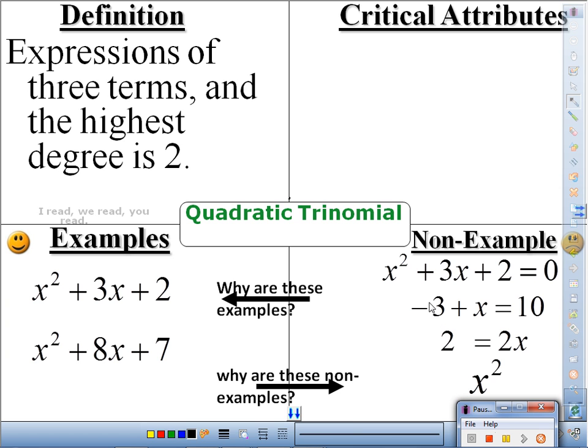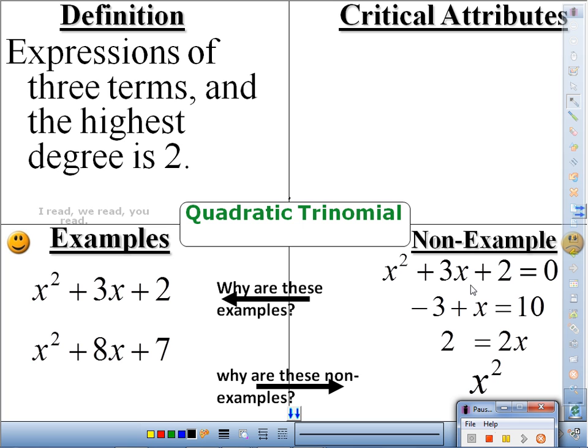All right, pens down, eyes up here. I'm going to go over the definition and the examples. It says quadratic trinomials are expressions of 3 terms, and the highest degree is 2. Let's see. This is an expression. Does it have 3 terms? 1, 2, 3. Yes. Is the highest degree 2? Yes, right here. What is the degree of this one? 1. What is the degree of this one? 0. So the highest degree is 2. Let's see another expression. 3 terms, 1, 2, 3. Yes. Highest degree 2. Okay.